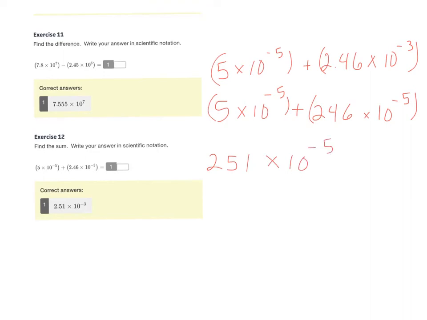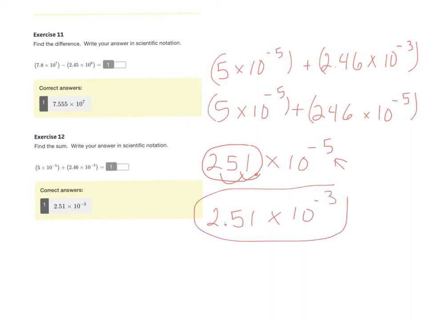Now, is this in scientific notation? This is not in scientific notation, because this number is not between 1 and 10. So what we can do is take that decimal and move it once, twice. So this got smaller, 2.51. We move that decimal twice to make it smaller. That means this exponent has to get larger by 2. Negative 5 going up would be negative 4, negative 3. And now it is in scientific notation.